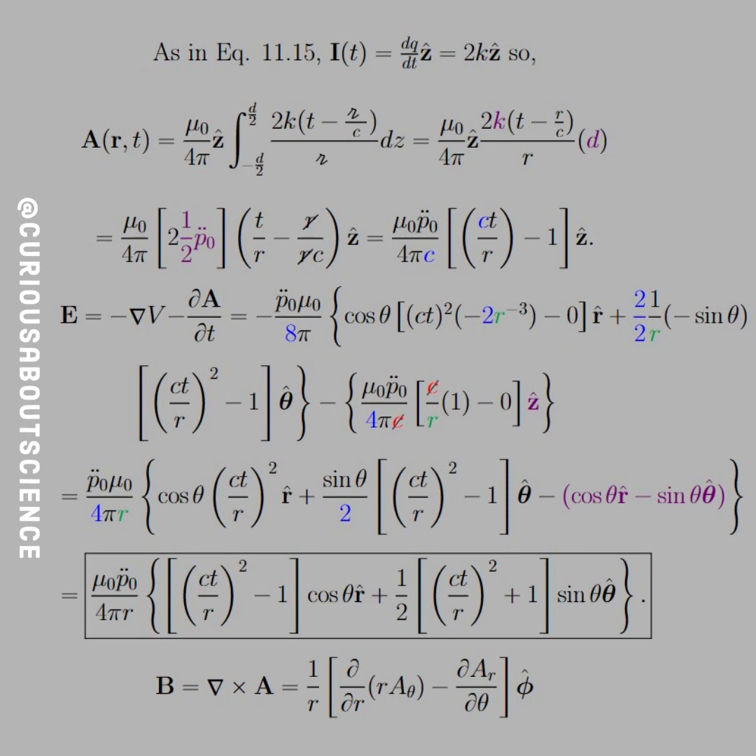So after that, we just refactor everything, and we see that we get kind of what we expected, actually, at least with the cleanup side. We get a mu naught p naught double dot over 4 pi r with a squiggly bracket for the factors of cosine in the r hat and the factors of sine in the theta hat, but both of the factors in the bracket look familiar in structure.